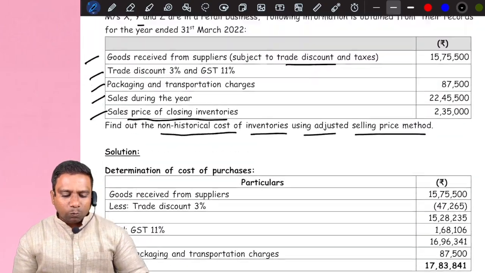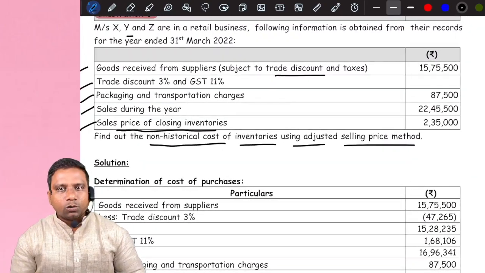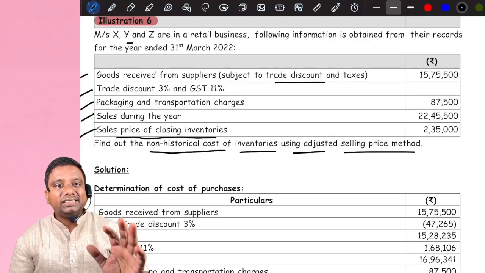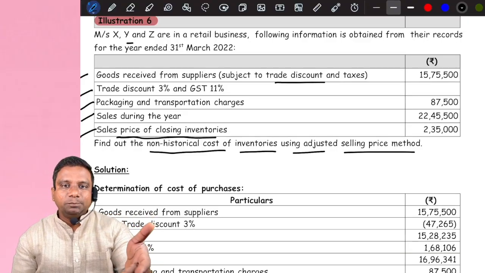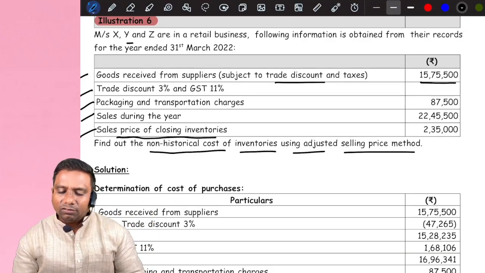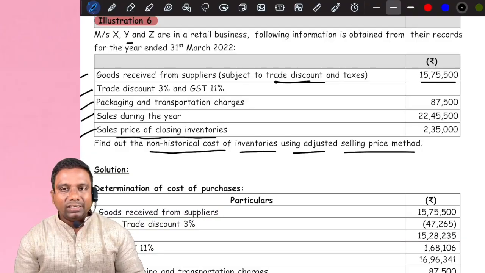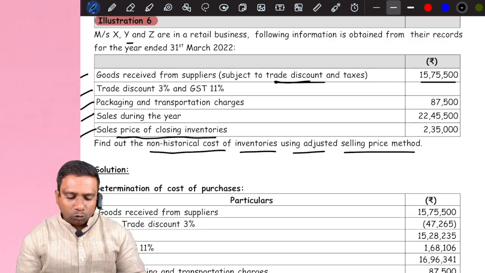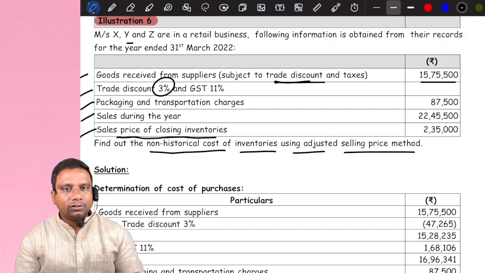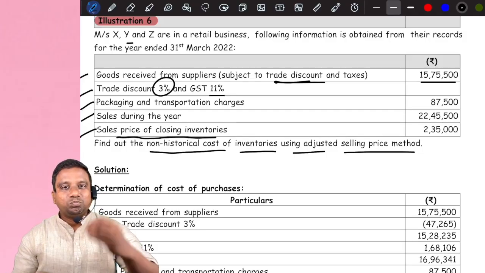In this problem, opening stock is not given, but purchases are given. Purchases are given indirectly. How, sir? Here they said this is the value of purchase subject to trade discount and taxes. So from this value, what we have to do? First, we have to deduct 3% trade discount. To that value, we add 11% GST. Then we get purchase value.